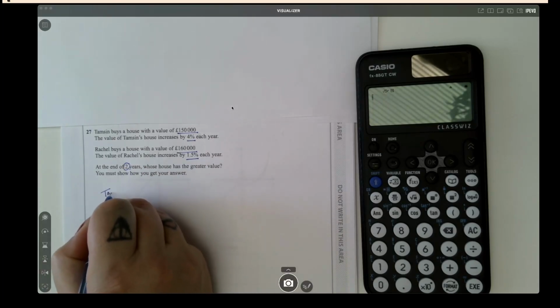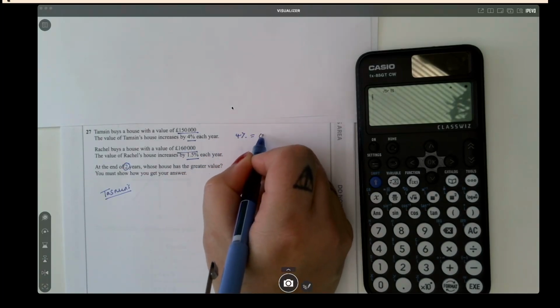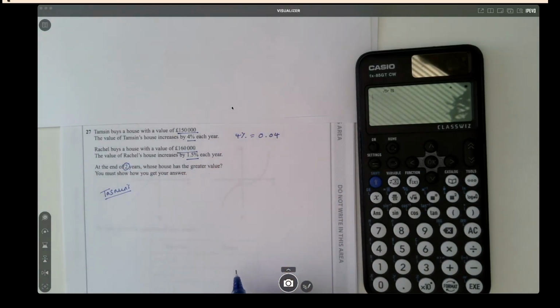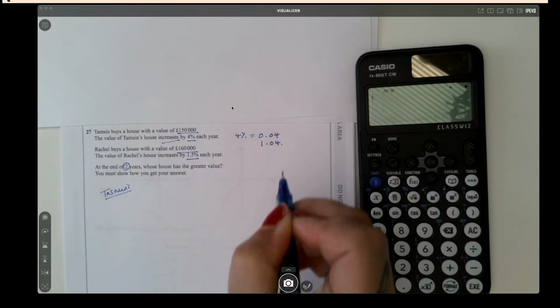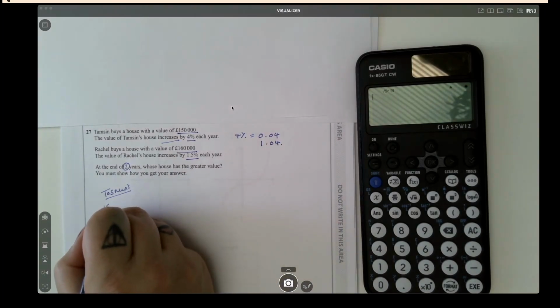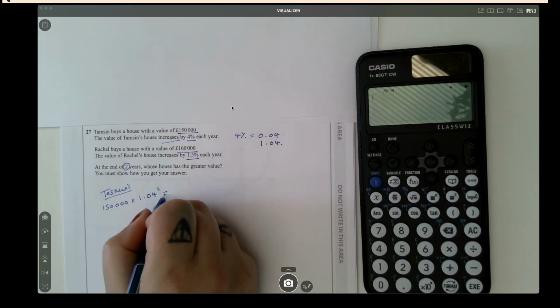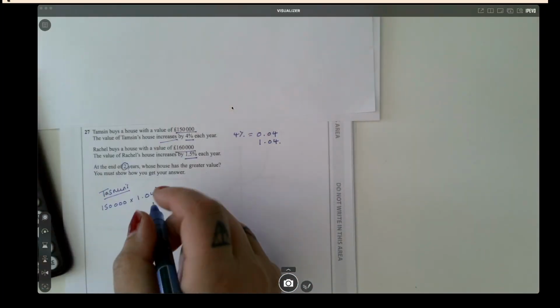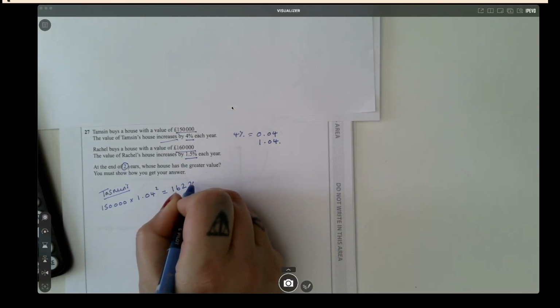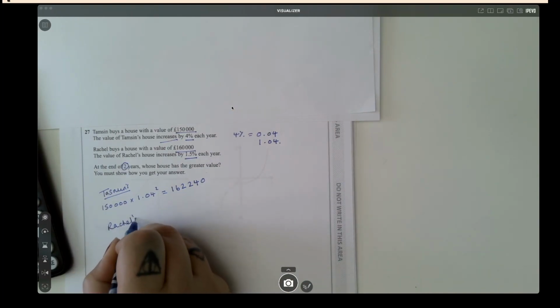So let's start with Tasmin's house. So that's 4% each year. 4% is 0.04 as a multiplier, but it's an increase, so it'd be 1.04 as a multiplier. So we would have 150,000 multiplied by 1.04 to the power of 2 years. It's compound interest, a repeated percentage change. So the value of Tasmin's house would be 162,240.